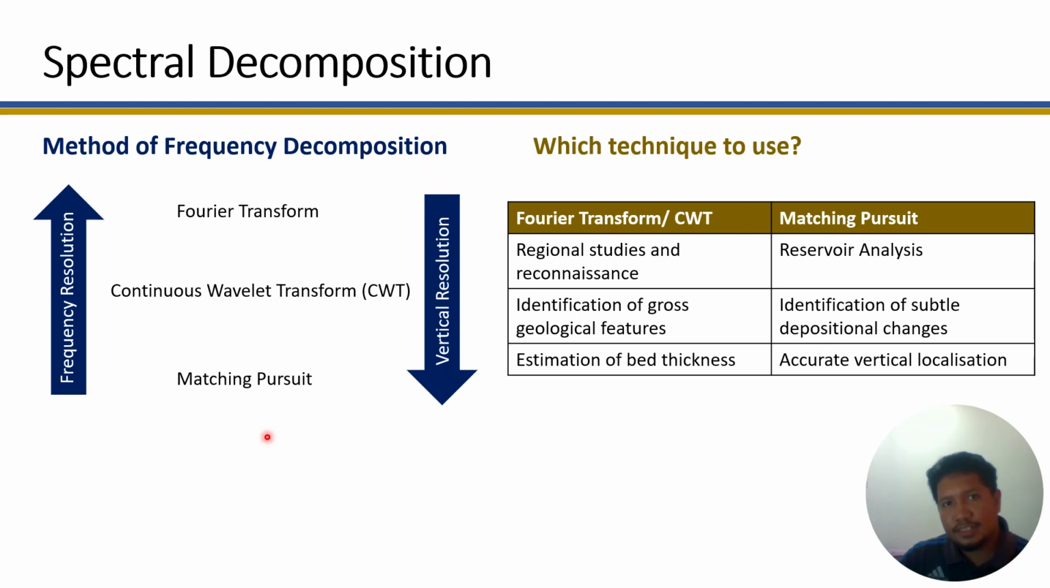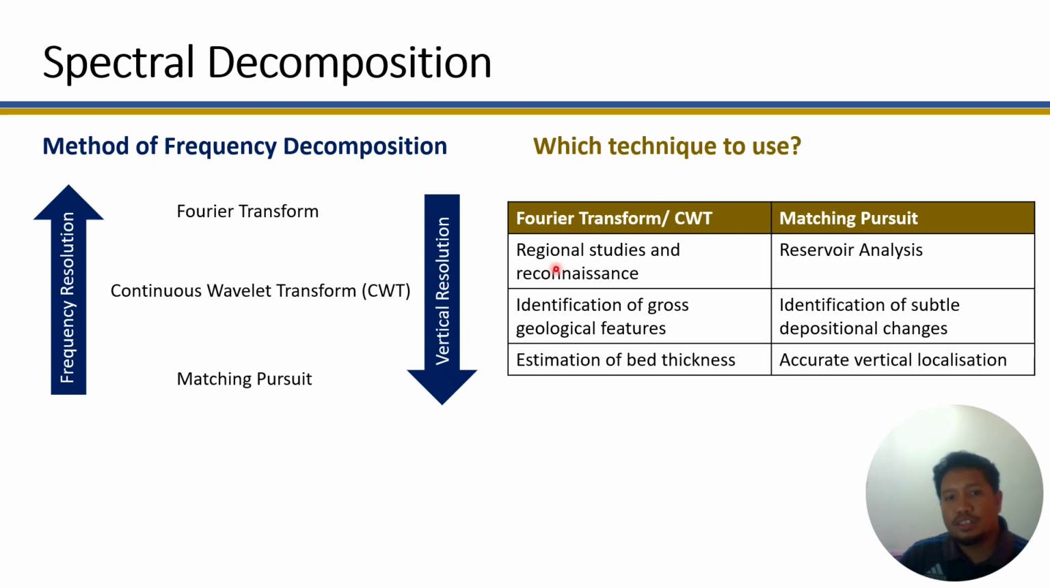It is important to understand the different methods of frequency decomposition because they all have their advantages and disadvantages. There is always a trade-off between frequency resolution and vertical resolution, and this is governed by the uncertainty principle. There are many different types of frequency decomposition, but the three used most commonly with seismic data are Fourier transform, continuous wavelet transform, CWT, and also matching pursuit. These are the three techniques we are looking at today, and it is important to use the right technique for your interpretation objective.